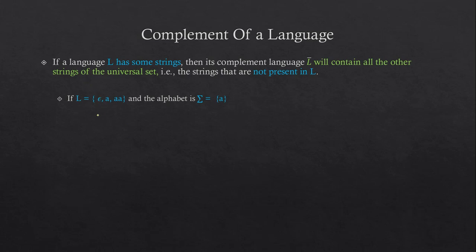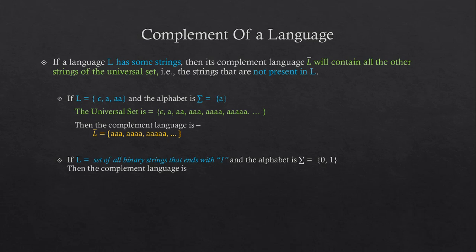So if we have a language that contains these 3 strings and the alphabet is the symbol A, what do you think will be in the complement language of L? Well, looking at the alphabet, we can see that the universal set will contain all the strings that can be constructed using A. Of all these strings, the first 3 are already members of the language L, so the complement will have everything else but these 3 members.